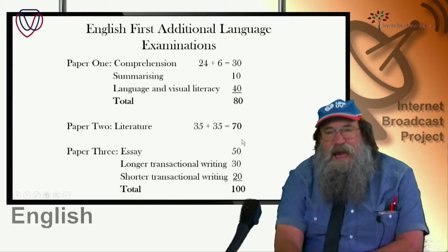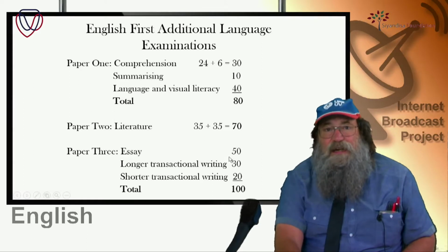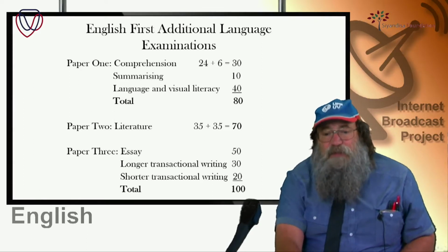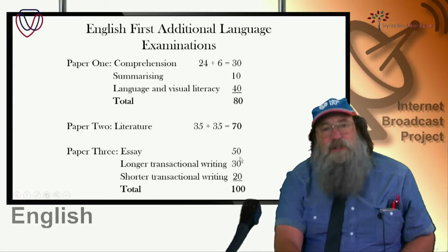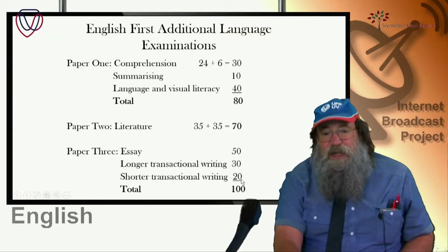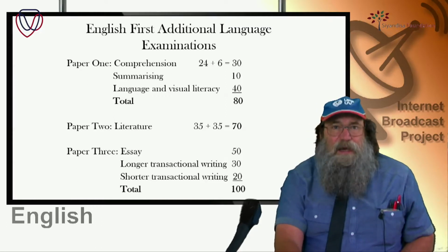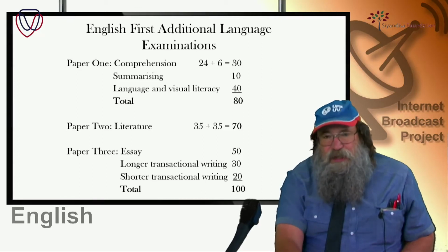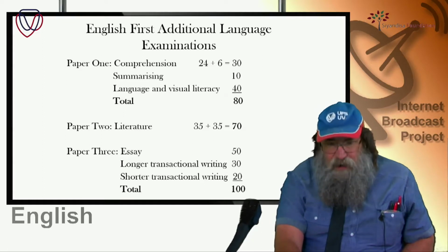The essay alone in paper three is out of 50 marks. That makes it a very high priority. And then, of course, you've got your longer transactional writing out of 30 and your shorter transactional writing out of 20. This is why we are beginning with paper three today. As far as I'm concerned, that is the most important paper by far.